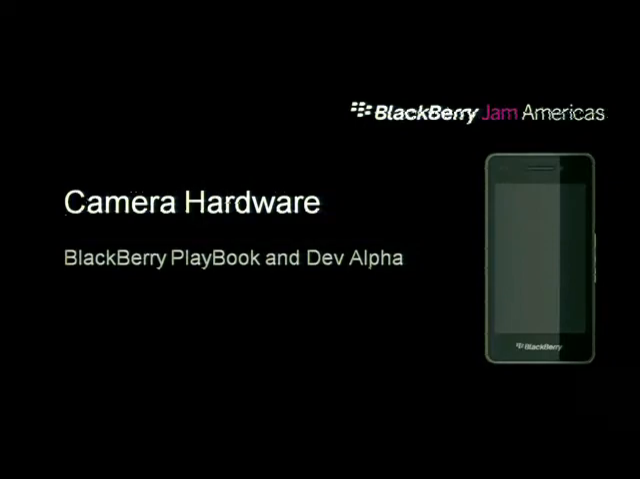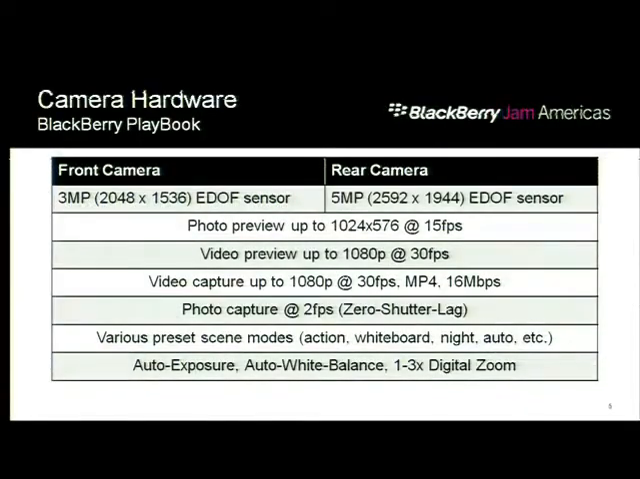So onto the camera hardware. These are some specs on the PlayBook. We've got a 3 megapixel front-facing camera, 5 megapixels on the rear. The preview size is 1024 by 576. We can run 15 frames per second photo preview, 30 frames per second video, up to 1080p. We do compressed video for you. We do MP4, up to 16 megabit MP4 video. And we can do photo capture. We don't have burst capture on the PlayBook yet, but we do regular still capture, and you can run photos around 2 frames per second or so. And then, of course, we have scene modes, things like digital zoom. We have auto exposure, et cetera.